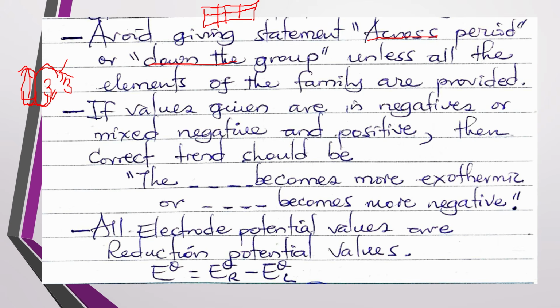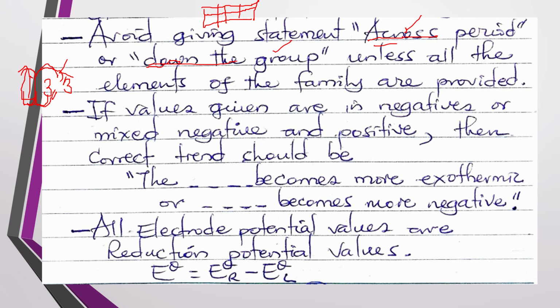But avoid words like across the period or down the group, because in most cases we do not provide all the elements of that period or group. So if we have not provided all the elements or compounds of that period or group, this word that you're going to be using is going to make your explanation or your trend incorrect. And that's the strictness of chemistry paper 1. You have to be very, very observant.